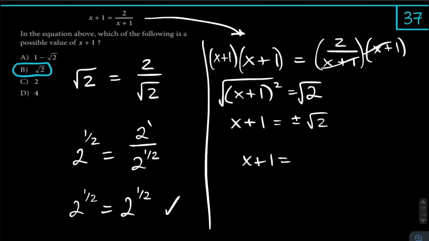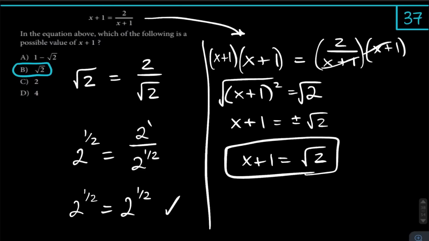And so that being x plus 1. We're not solving for x here. We're solving for x plus 1, which is going to equal rad 2, and that is choice B. Okay? So that is problem 37.